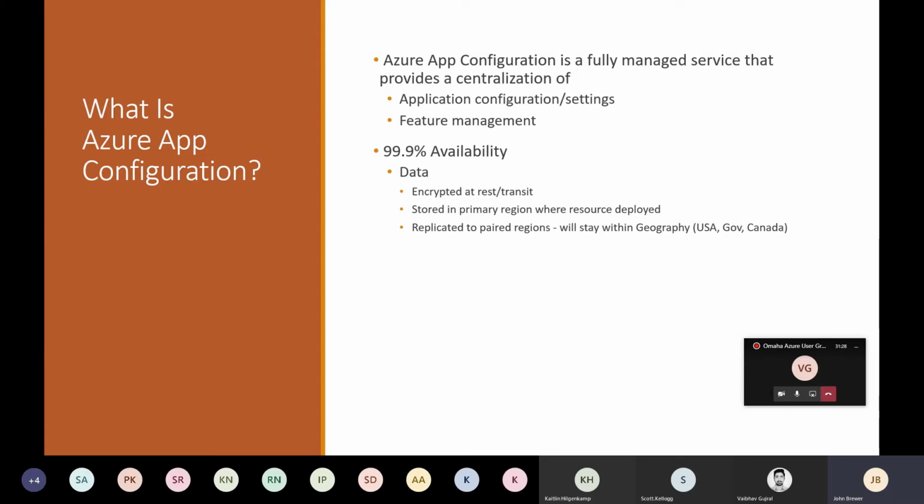So there's a little bit more information in there. I've tried to put something else on this slide. So again, it's fully managed, so you don't have to worry about scaling it out and things of that nature. The data that you are putting into it for your settings is encrypted at rest and in transit. It's stored in the primary region where you create your app configuration resource, and then as needed, it'll replicate to paired regions. And most importantly, it'll stay within your geography, like USA, government, Europe, for example.